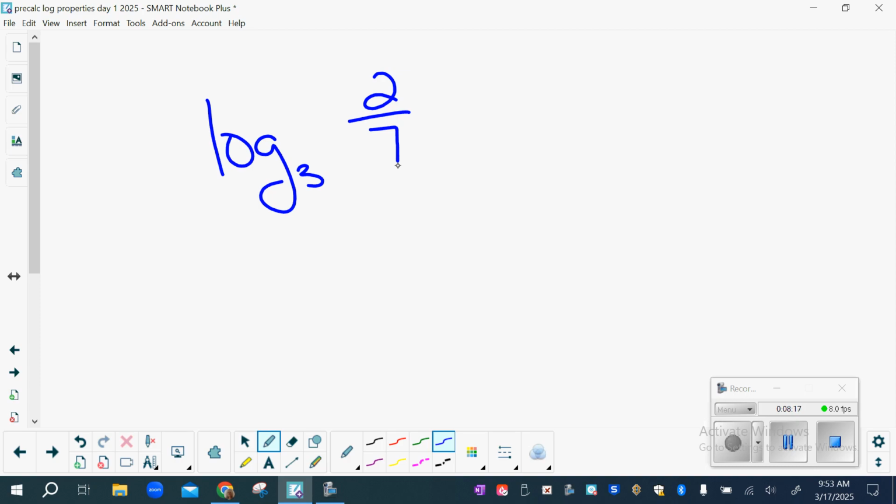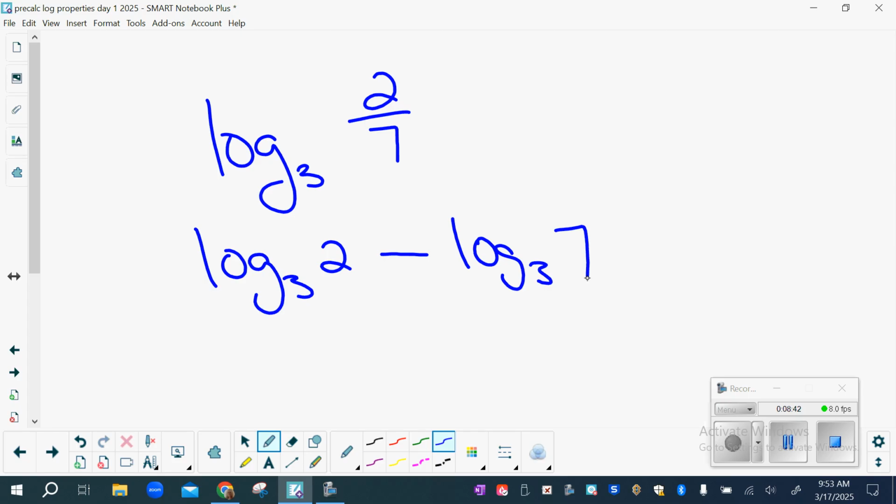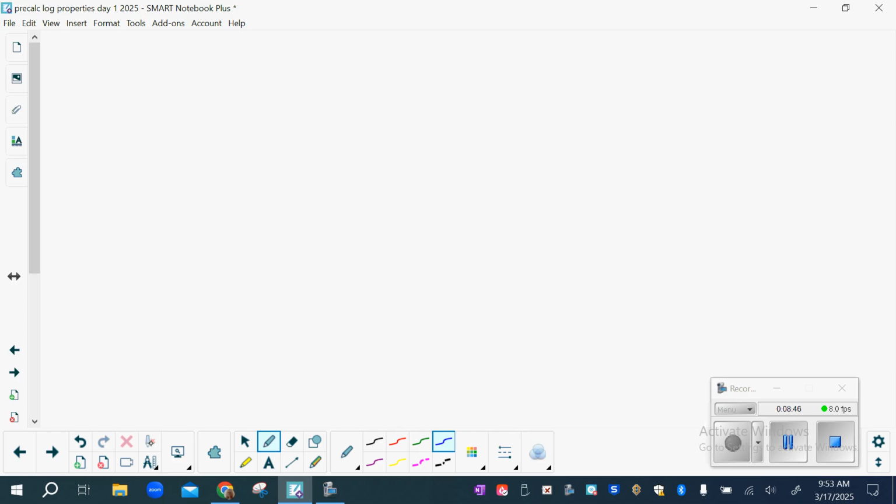So if you're thinking, Miss T, you said if it doesn't have an exponent or a variable, I should see if I can make it into real numbers. You can look. I don't know how to turn 3 into 2, and I don't know how to turn 3 into 7. So we just leave it. Our calculator will do that eventually. So if you got this, log base 3 of 2 minus log base 3 of 7, you are fired. Let's go the other way. Here we go.